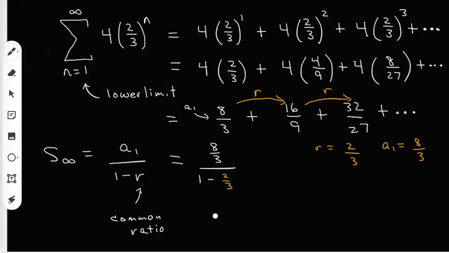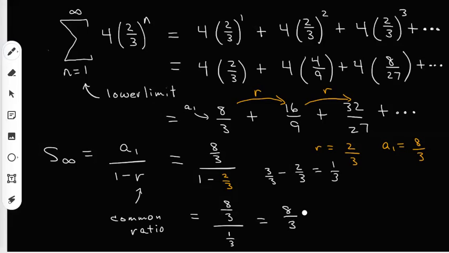Okay, so we're going to keep 8/3 the same on top. There's nothing to do with that. But on the bottom, what's 1 minus 2/3? That's the same thing as 3/3 minus 2/3, if I rewrite 1. And 3 minus 2 on top is going to give me 1. So I'm going to get 1/3 at the bottom.